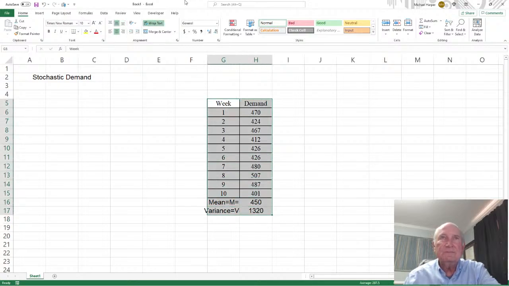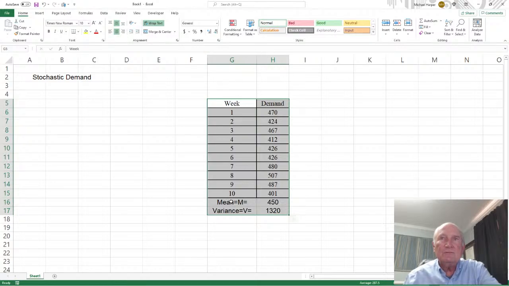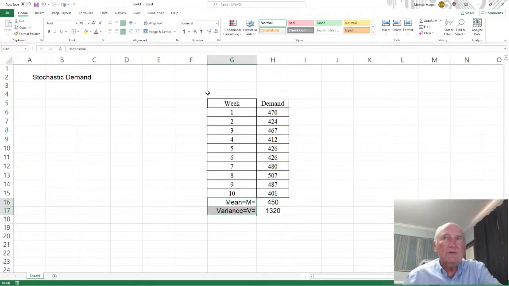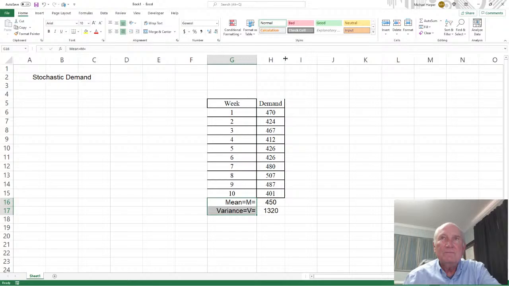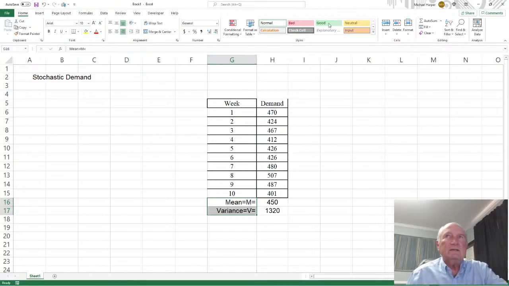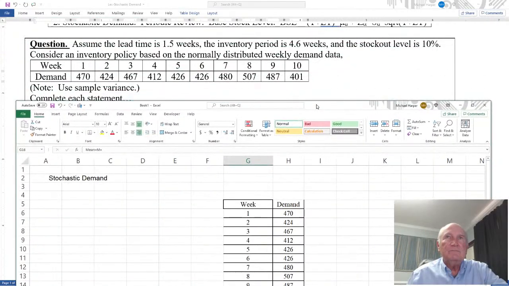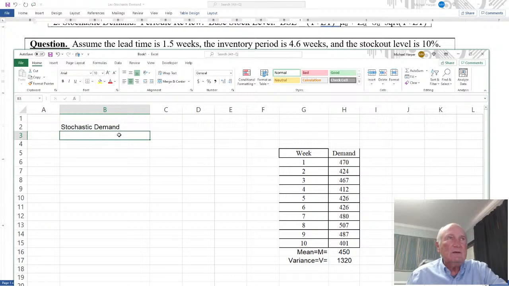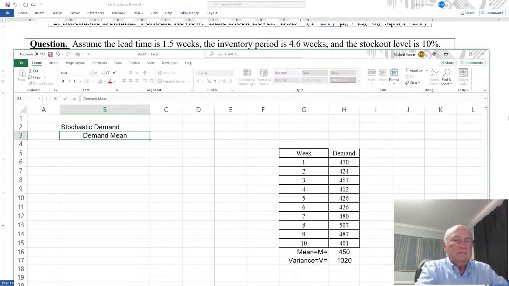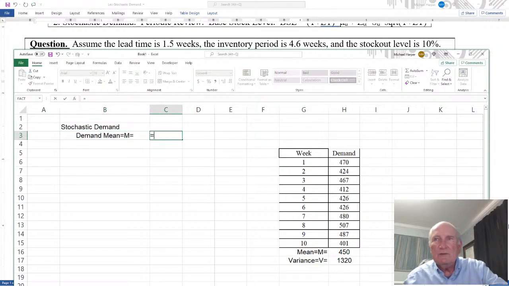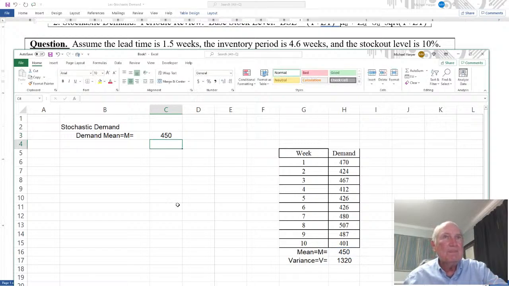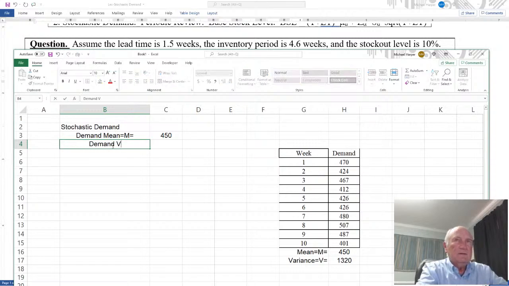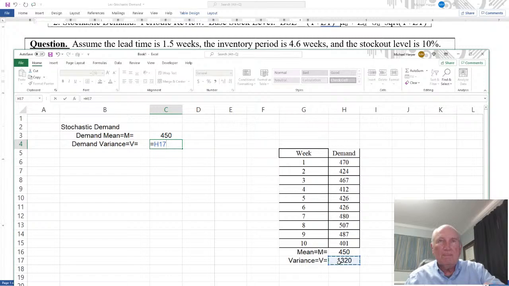Let's start with that. Let's make this a little larger, and let's right justify this because it's going to equal that. Very good, so there's our beginning. Now let's bring this down a little bit, and then we want the lead time. Under stochastic demand, let's say our demand mean, which is M, equals 450. And then the demand variance, V, simply equals 1320. There we go. Very good.